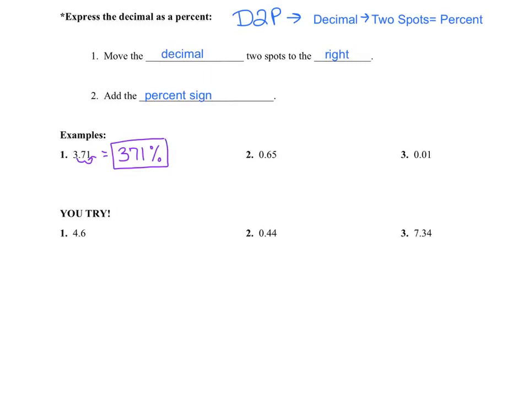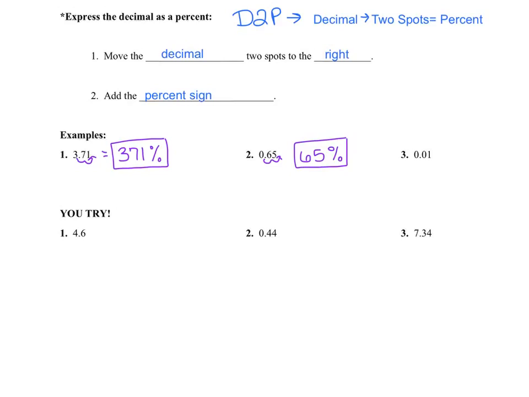Let's look at number 2, 0.65. So again, find your decimal. You're going to move the decimal 2 spots, 1, 2. You're going to write 65, and then add your percent sign. So 65%.